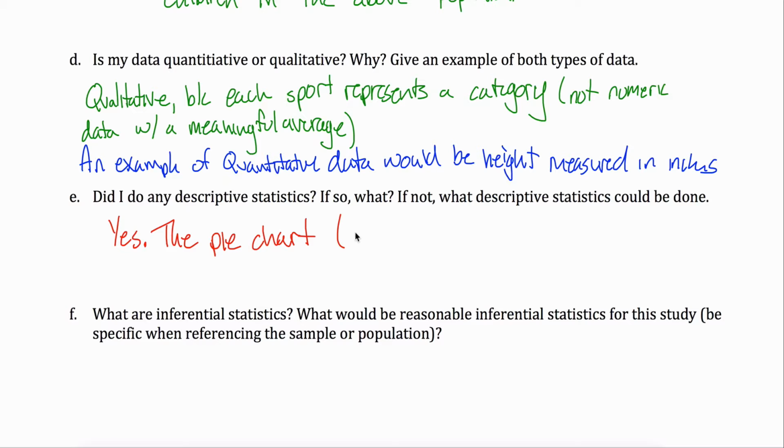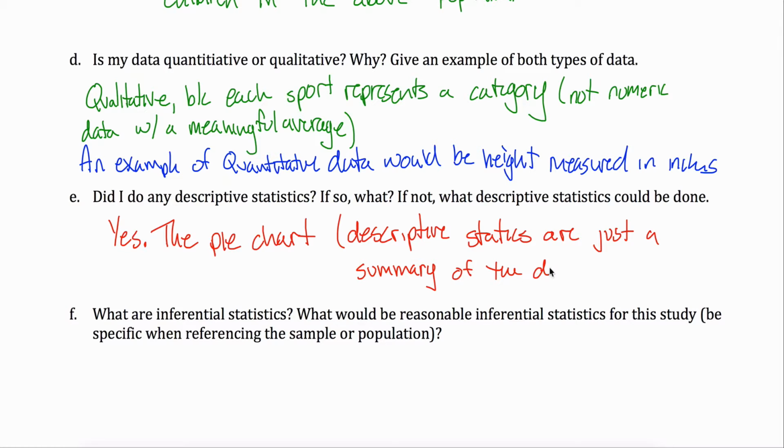Descriptive statistics are just a summary of the data. Sure, something like that. And then if not, what descriptive statistics could have been done? That's not relevant because the answer was not no, it was yes, so I can skip that part.